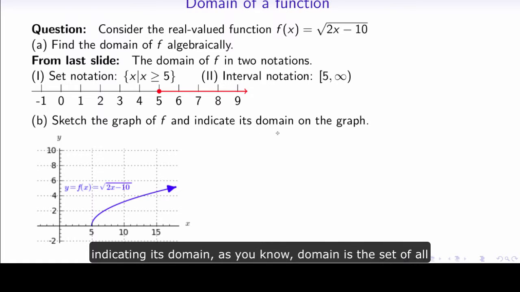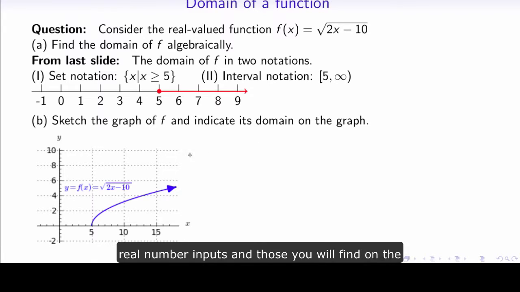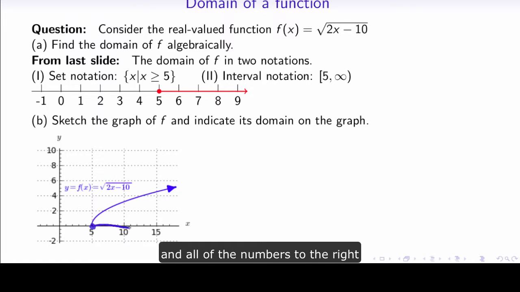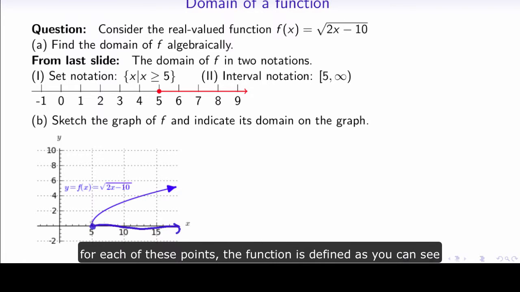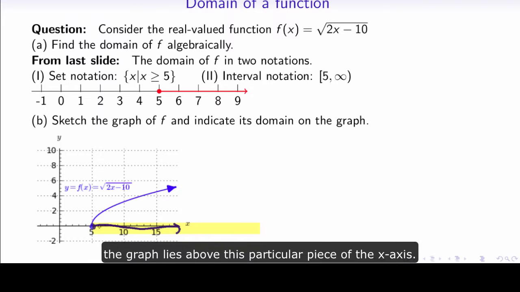As you know, the domain is the set of all real number inputs, and those you will find on the x-axis. So here's the domain that we see, 5 included, and all of the numbers to the right. As you can see, for each of these points, the function is defined. As you can see, the graph lies above this particular piece of the x-axis.